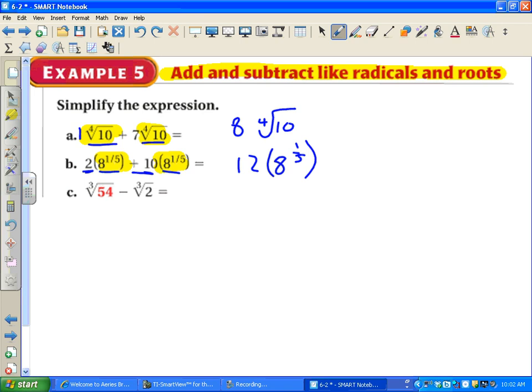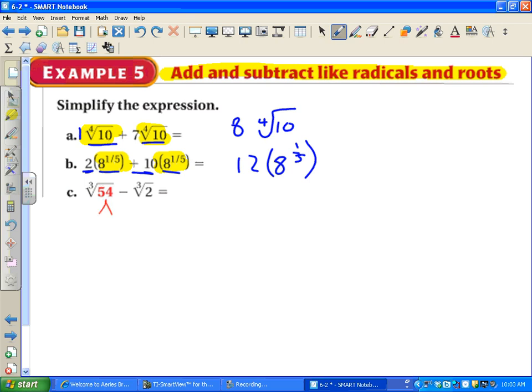But Mr. Wood, the cube root of 54 is not the same as the cube root of 2. I can't combine them. I know you can't combine them. You're not supposed to yet. In fact, what am I going to tell you to do with the cube root of 54? Hopefully you said, break it down, like the video just now. Cube root of 54, we'll break down.